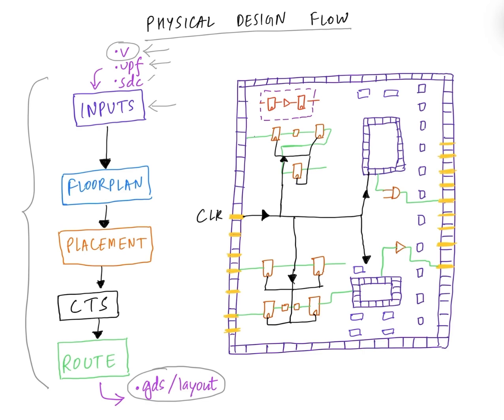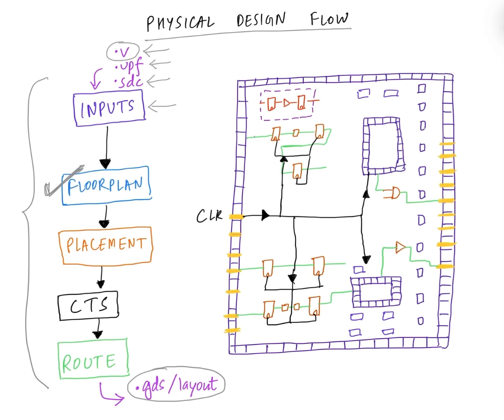Another important input collateral are the SDC files, or the timing constraints. So any clock definitions or IO port constraints like input delay, output delay, max delay, or any timing exceptions are a part of SDCs. The second step is the floor plan step.